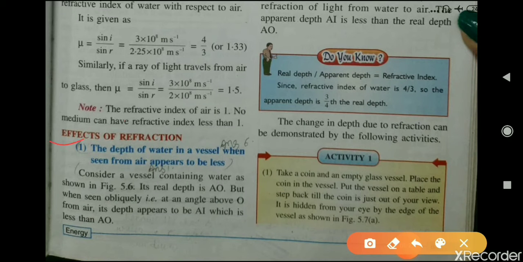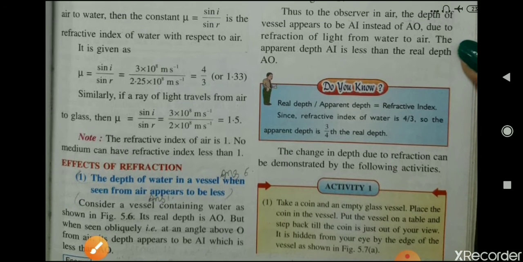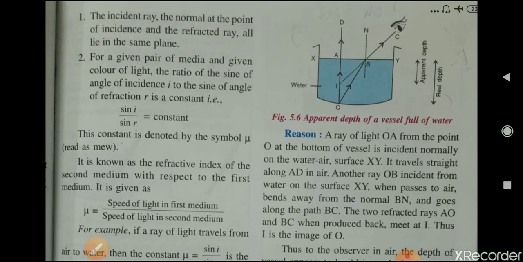Effects of refraction. First one is the depth of water in a vessel when seen from air appears to be less. Means when we see water in a vessel from air, it appears to be less. Consider a vessel containing water as shown in figure 5.6. You can see here in this figure, the real depth of water is AO, but it seems to be AI. Okay, now why does this happen?